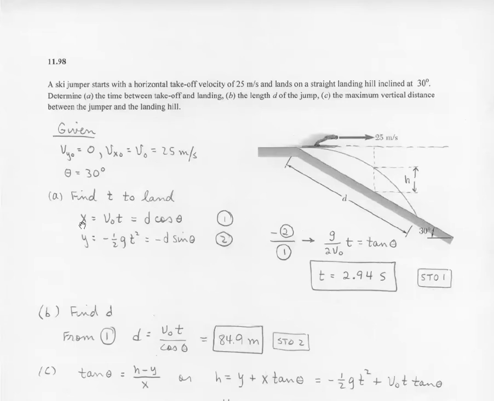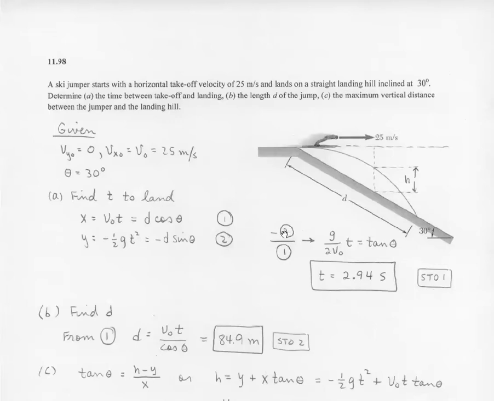So we write out that x is equal to v naught t, which can also be listed as d cosine theta. I'm going to call that equation 1. We're going to put the y motion down. The initial y velocity is 0 and the initial y position is 0, so we have minus 1/2 g t squared, and that's going to be minus d sine theta for these dimensions we're given.